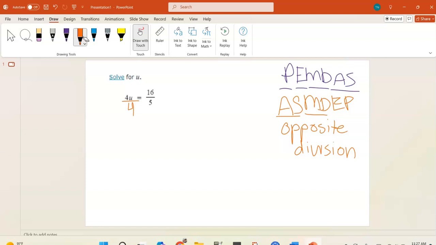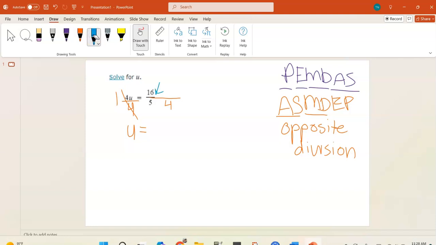And the reason is because 4 will go into 4 one whole time, and 1 times the letter U is just the letter U. See, your whole goal is to get this letter completely by itself so that you can find its value. Now, if you do something to the left side of the equation, you also have to do that same thing to the right side in order to keep them equal. Otherwise, they're not equal anymore. So if you divide by 4 on the left side, you also have to divide by 4 on the right side. Now remember how I said this was a division sign.